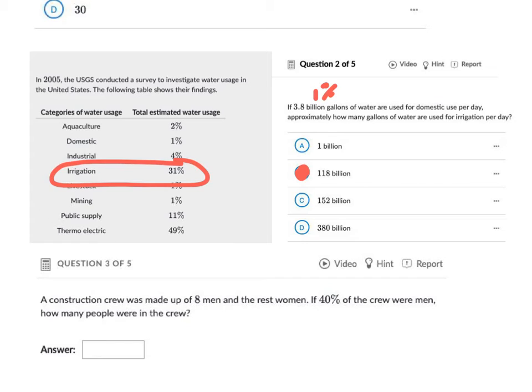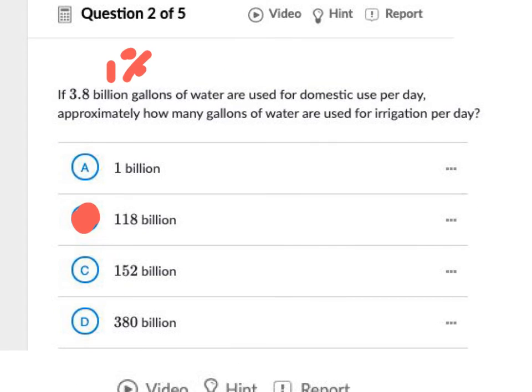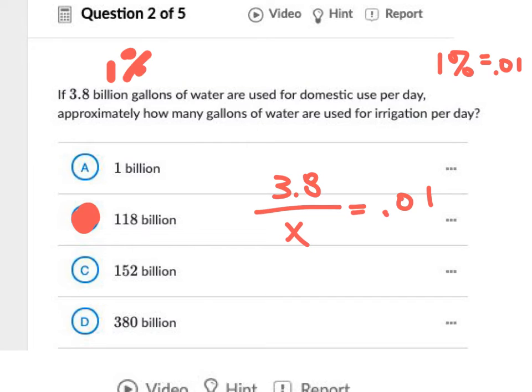Did anybody set up a proportion? Let me show you how I set up this proportion, okay? Because here's what I know. If I have 3.8 billion, I'm trying to figure out what my total is. If I take 3.8 and divide it by my total amount, it will give me 0.01, which is 1%. 1% is equal to 0.01 as a number, okay?